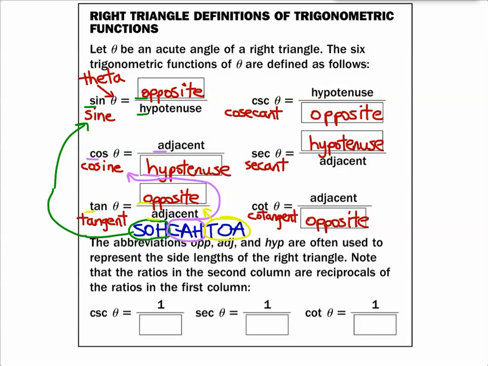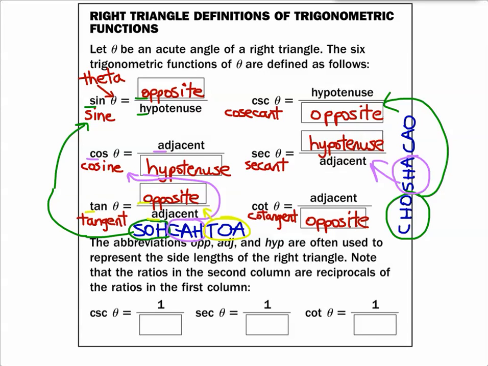And everybody loves SOHCAHTOA. I, however, prefer Cho, Sha, Cow, because that helps me remember these three. The Cho part is for cosecant. The Sha part is for secant, and the Cow part is for cotangent. Cho, Sha, Cow. It actually is a little bit less useful because two of them begin with C, so it's not as clearly defined, but what are you going to do? It's still fun to say.